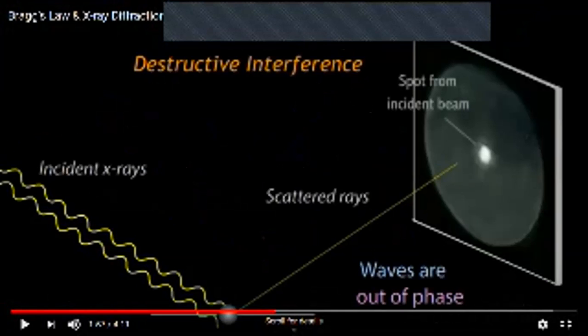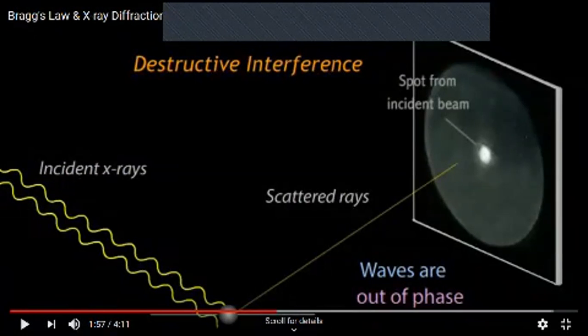Since the X-rays destructively interfere, the only thing you observe on the photographic film is the spot from the incident X-ray beam. The scattered rays do not form any diffraction spots because the waves are out of phase. They destructively interfere with each other, so no diffraction pattern is observed.